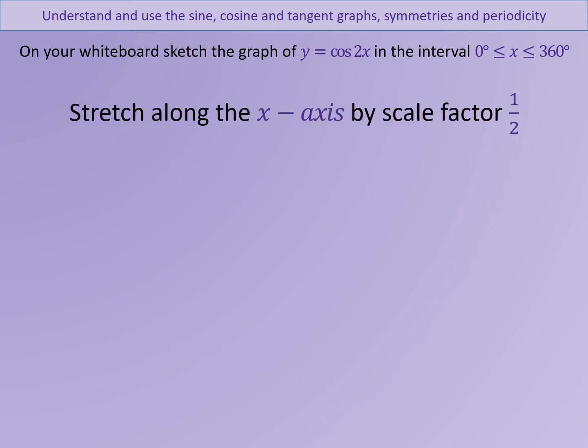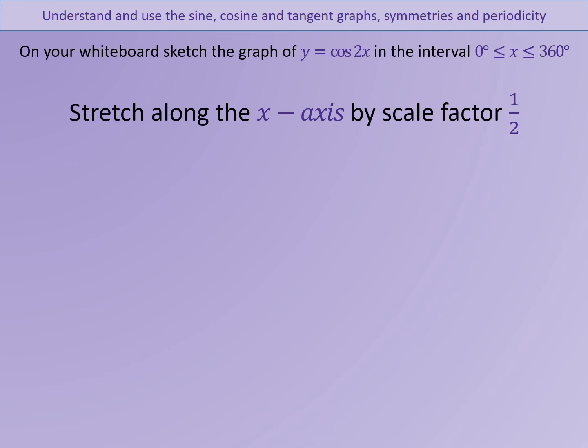Okay, so by replacing x with 2x, the multiplier is only on the x, not the whole function. It means that we have an x direction transformation, and that x direction transformation will be a stretch in the x direction by scale factor 1/2. Remember, if we have an x direction transformation, then there's always something unusual about the transformation that's taking place. And in this case, the multiplier of 2 is creating a scale factor of 1/2.